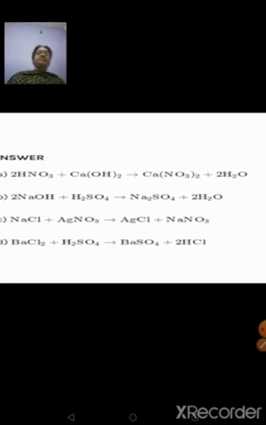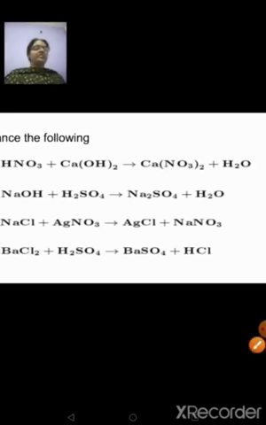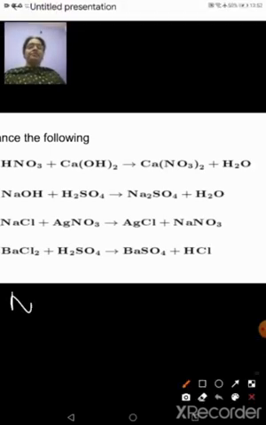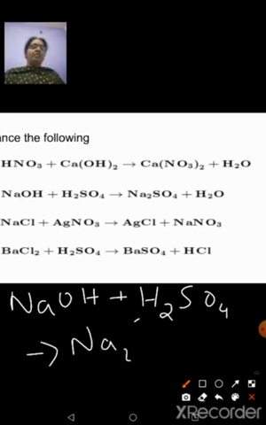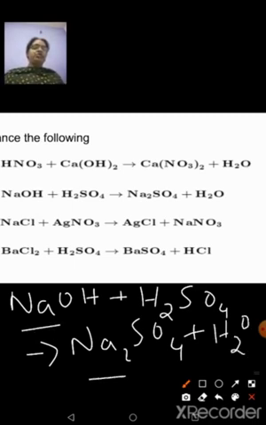Now let's move to the previous slide and solve the next question. See here, NaOH plus H2SO4 gives Na2SO4 plus H2O. See, Na is 1 here, here it is 2. So what should I do? I'll put a 2 here. When I put a 2, what other things are increasing in its number? Your OH along with NaOH also is increasing in its number by 2.